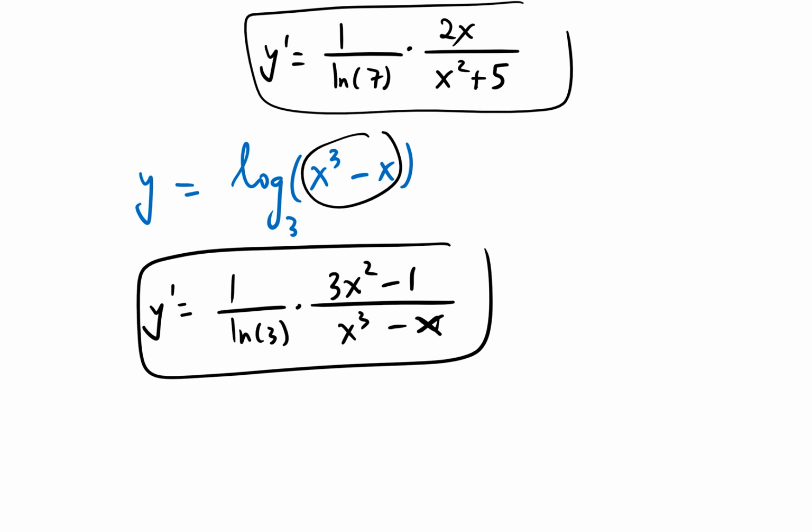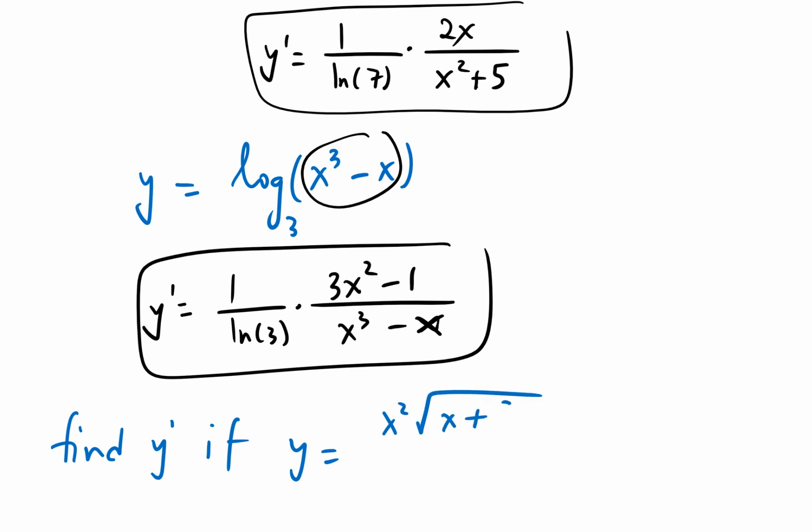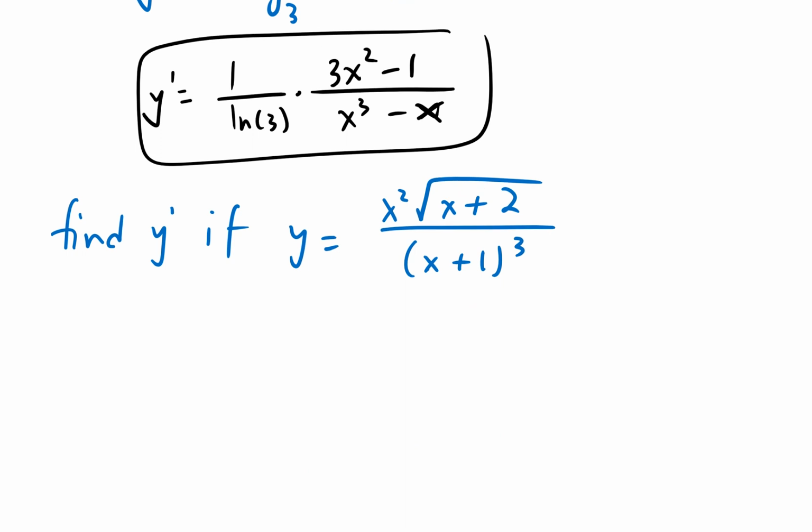So sometimes they ask you to find the derivative, but you don't see any log functions involved. So they say find y prime if y equals, say, x squared root of x plus 2 over, say, x plus 1 cubed. If you try to use quotient rule here, it's going to take a lot of time. So what we can do, we can use logs or natural logs to first rewrite this. So do natural log both sides.